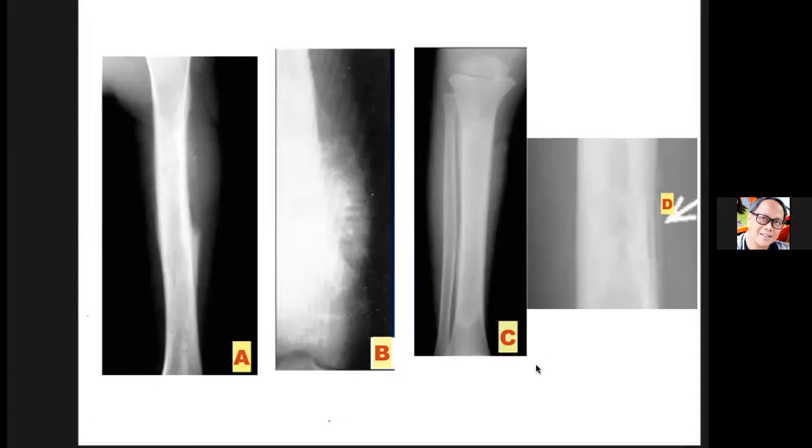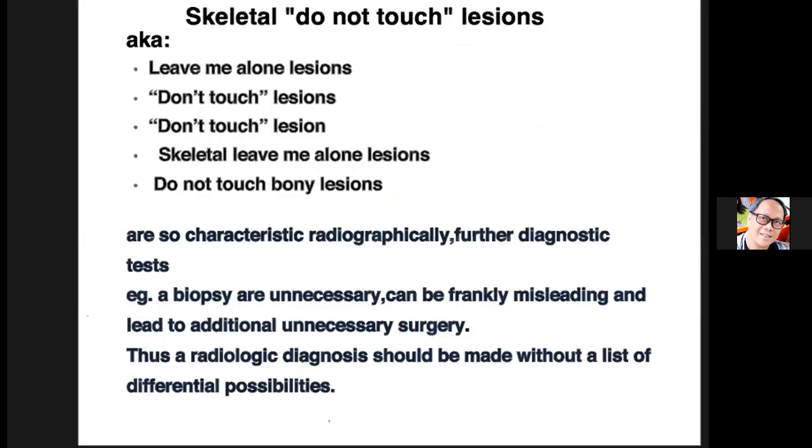Okay. So again, there are lesions that display loss of bone density, or lytic lesions. So there are what you call benign lytic lesions which you don't have to do biopsies on. These are the so-called do not touch lesions. So they come by different names: leave me alone lesions, don't touch lesions. But you basically leave the skeletal lesions alone. You can observe.